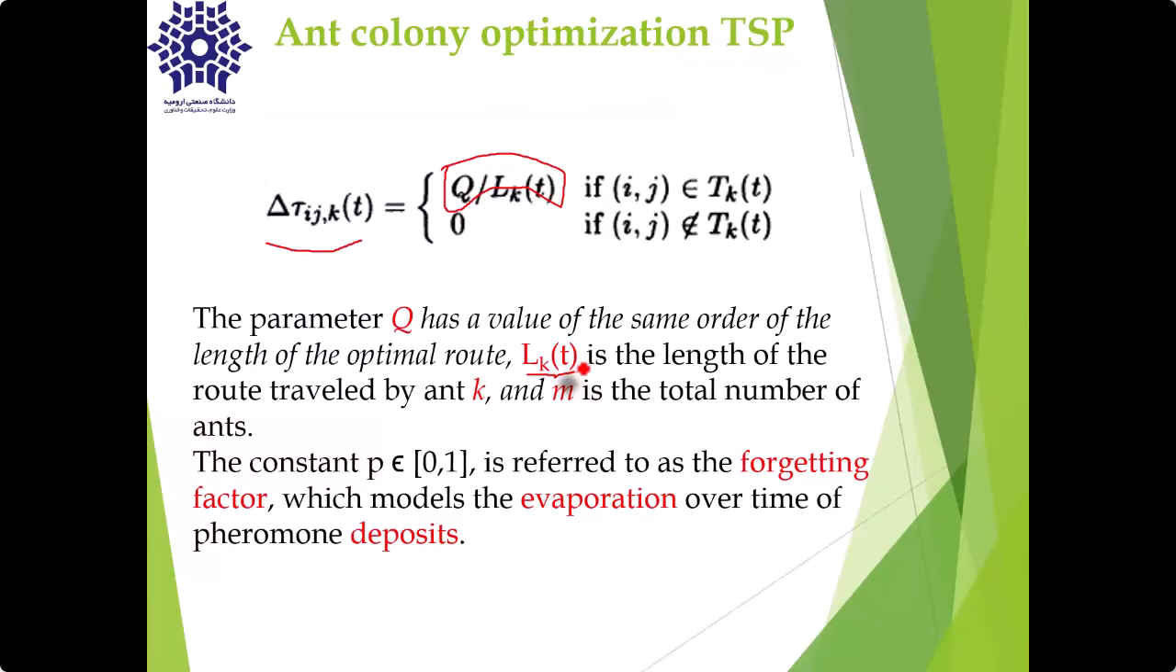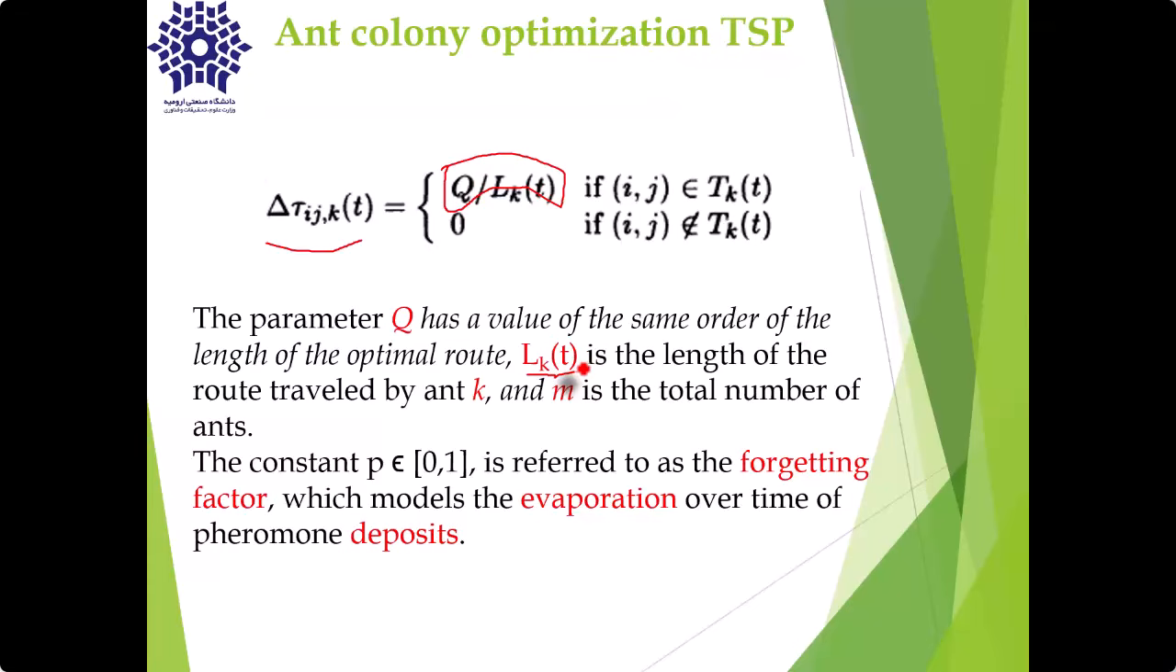The amount of pheromone is the inverse of the length of the tours traveled by the ant. By this way, if the length of the tour is high, then the amount of pheromone spread is low. If the ant traveled by the shortest path, then the amount of pheromone spread is high. By this way, the shortest path will be stronger than in the previous step.